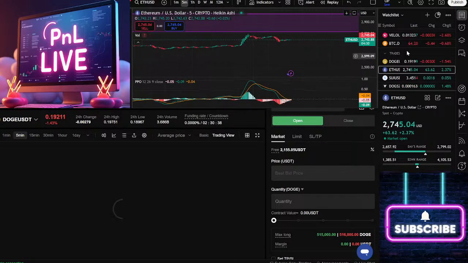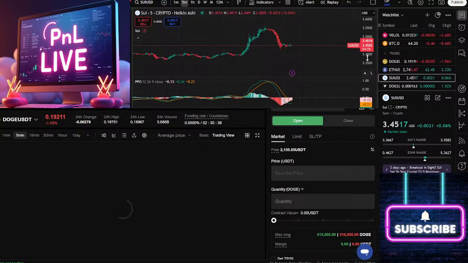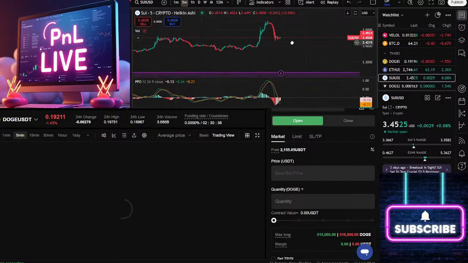Let's see what else. Sui, I was looking at it the other day, and I think I made a trade with Sui the other day. I don't remember. So far my account, I'm starting with a $2,000 account, and it's up 150 bucks. Maybe made like 10 trades.